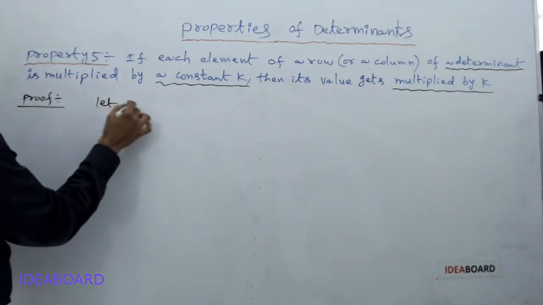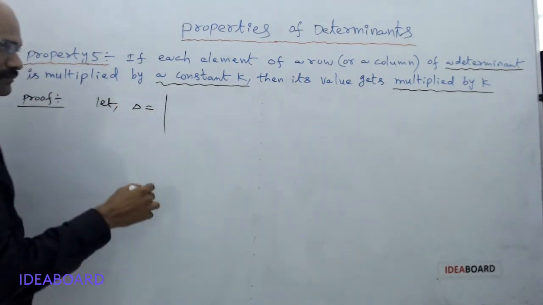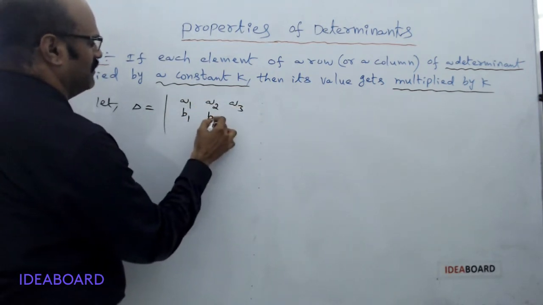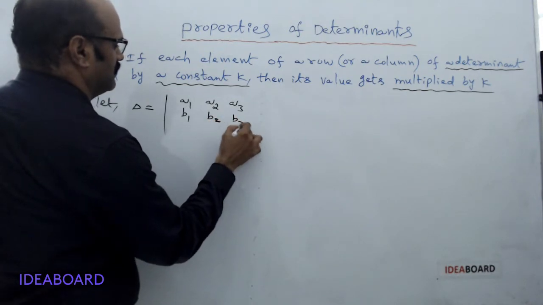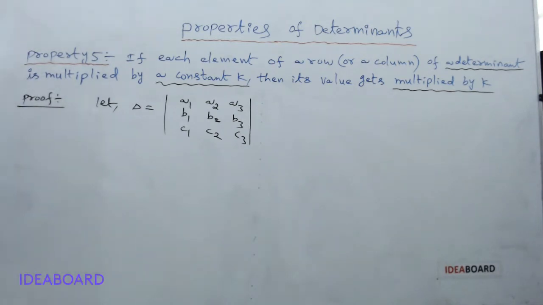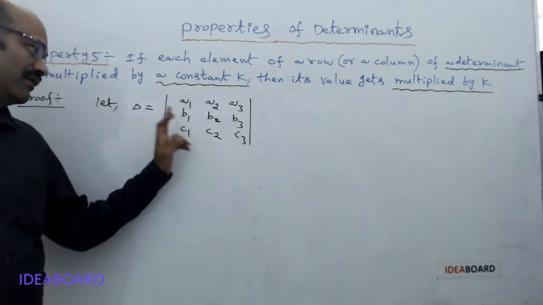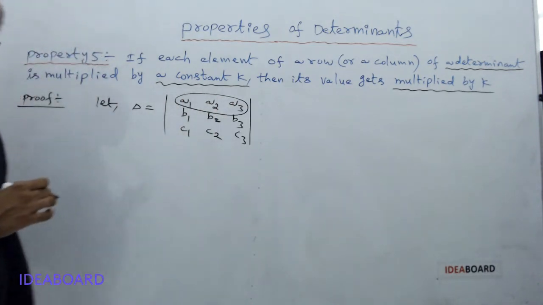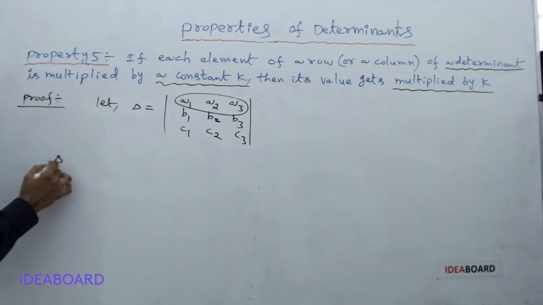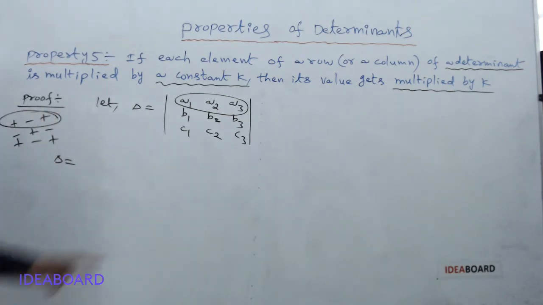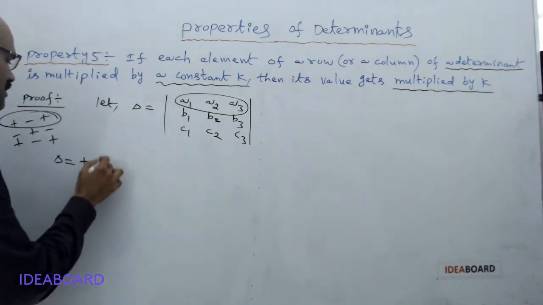let delta equal to a1, a2, a3, b1, b2, b3, c1, c2, c3. Now expand this one along R1. Expand along R1. So delta equal to, we have the signs plus minus plus. We have to take the signs plus minus plus, so plus a1 into minor of a1.